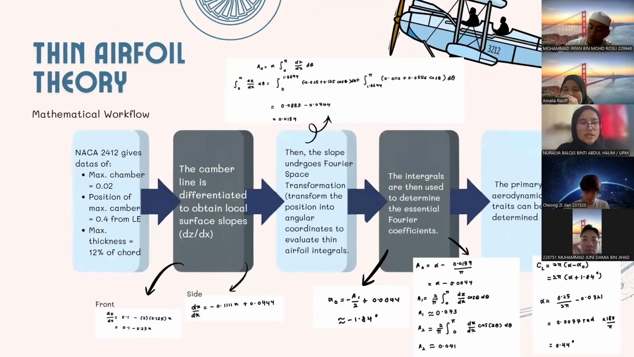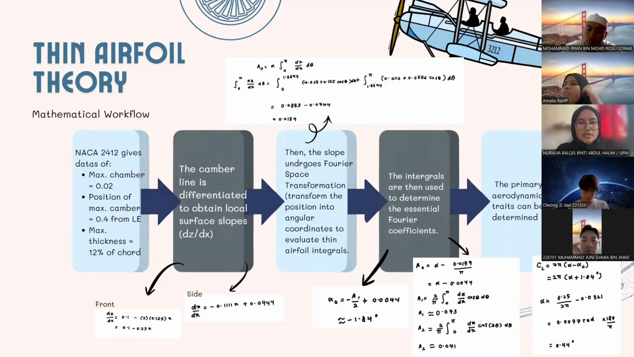The airfoil that we chose is NACA 2412, which gives us a maximum camber of 0.02, position of maximum camber at 0.4 from the leading edge, and maximum thickness of 12% of the chord. The equation that we obtain is from the standard NACA equation, which is then differentiated to obtain local surface slopes, dz over dx, for the front and rear of the airfoil.